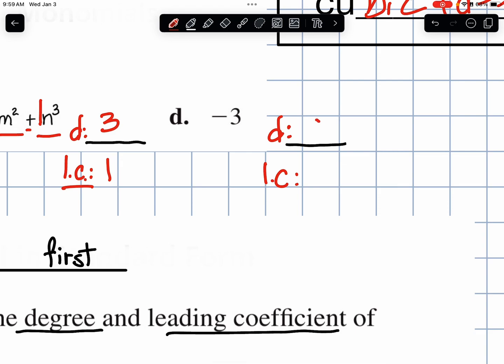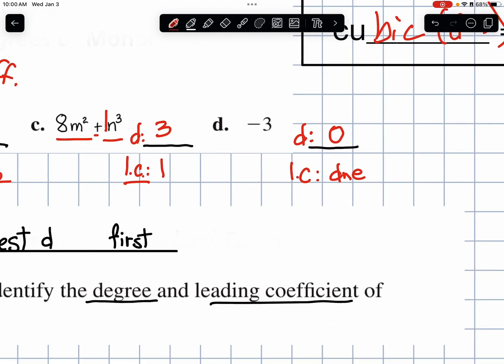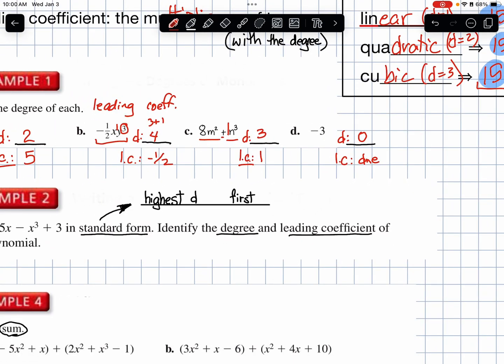On this last problem, the degree is 0 because it's a constant term. There is no variable. And the leading coefficient does not exist. Because you could say it's negative 3, but in this case, we don't even speak of a leading coefficient because there is no variable.